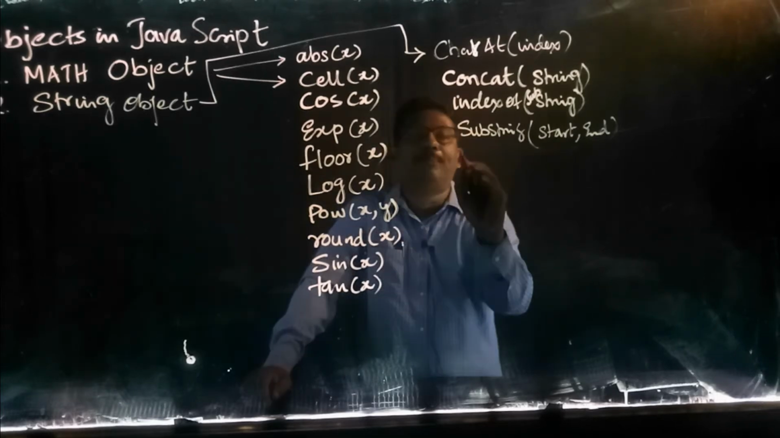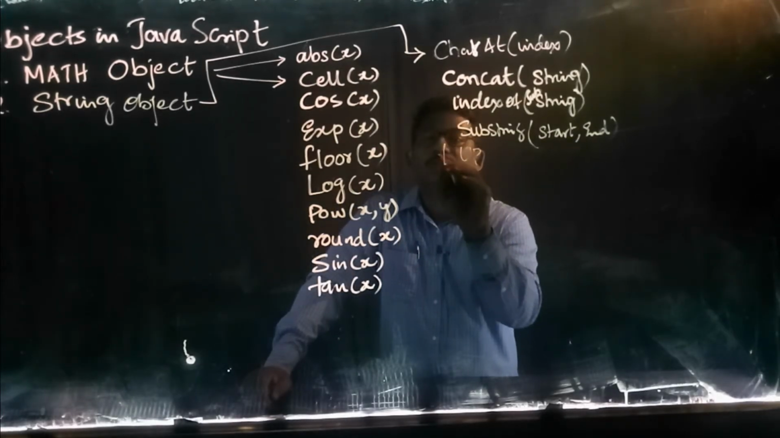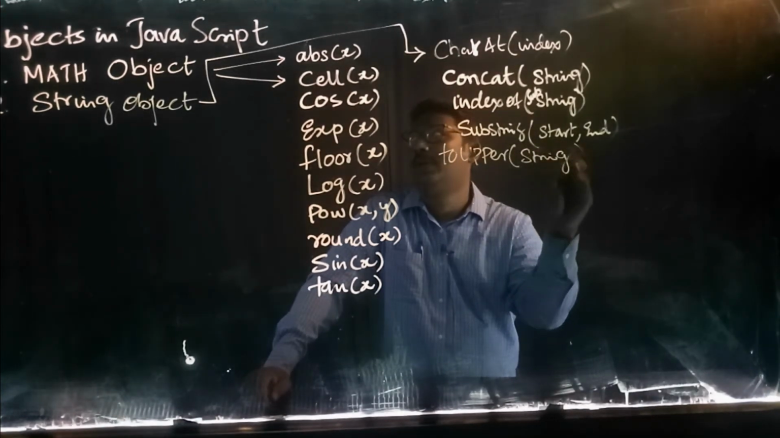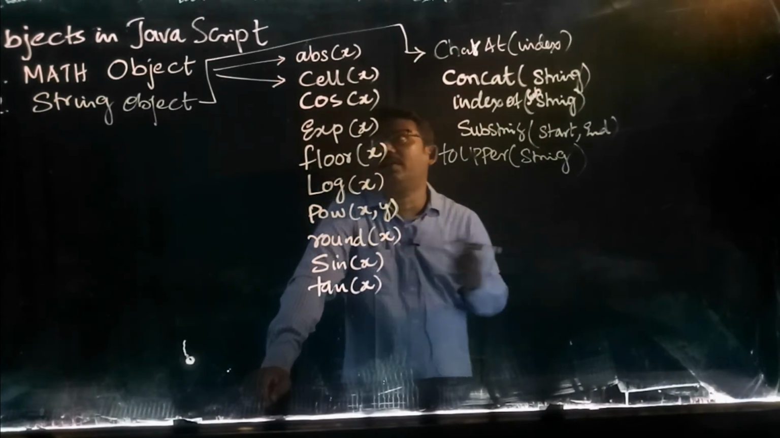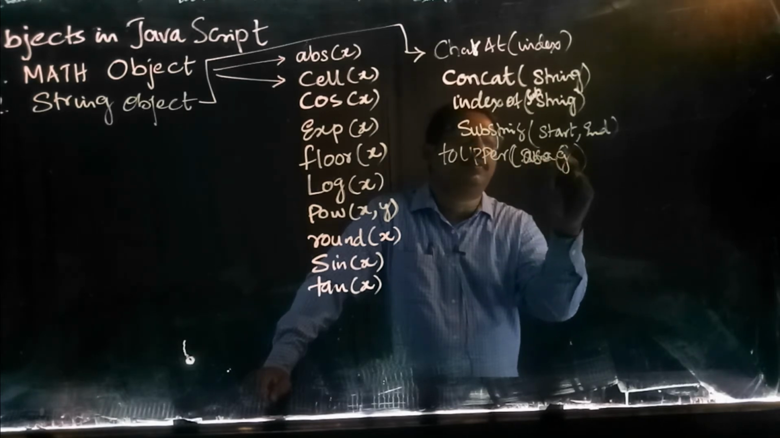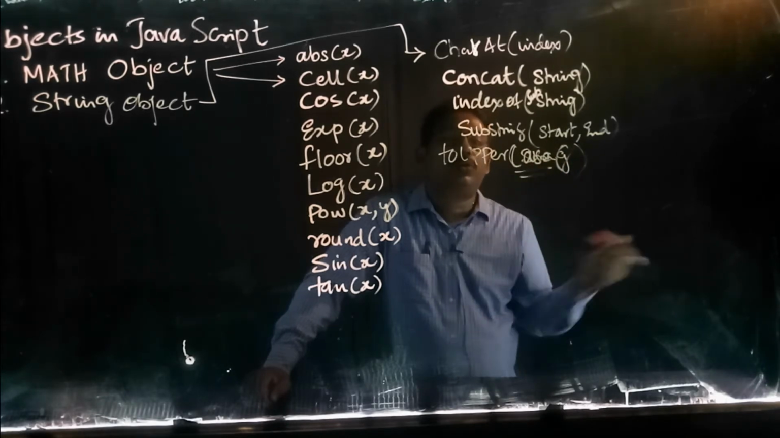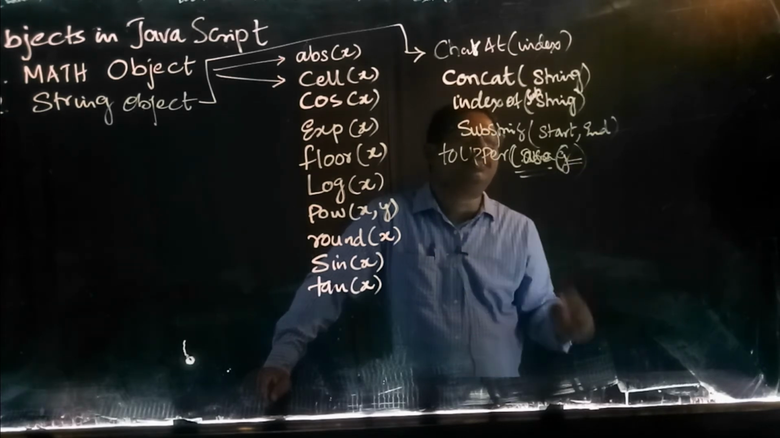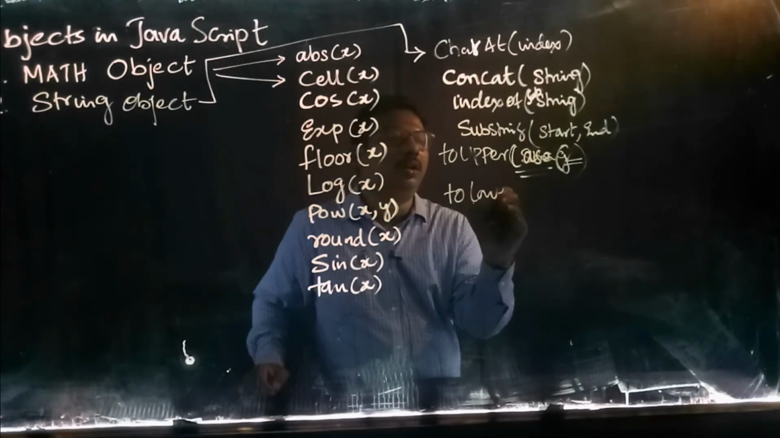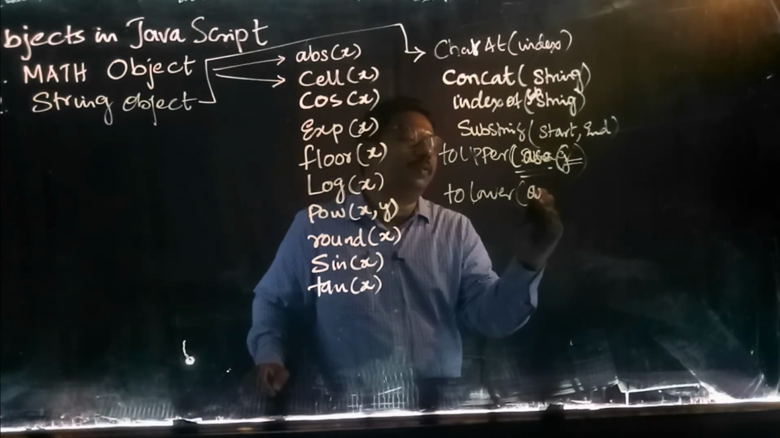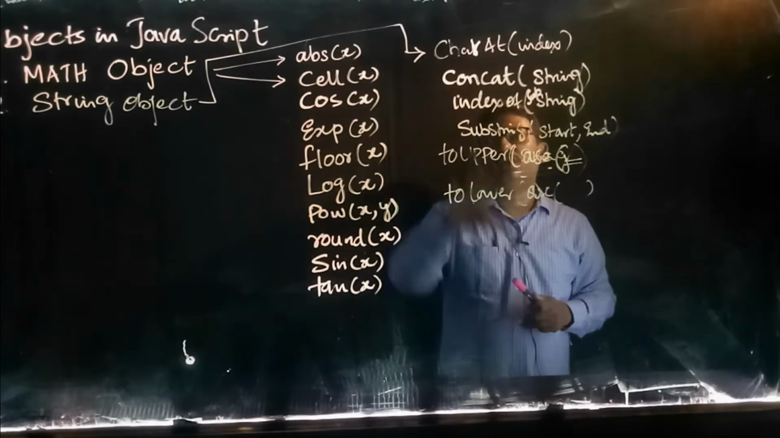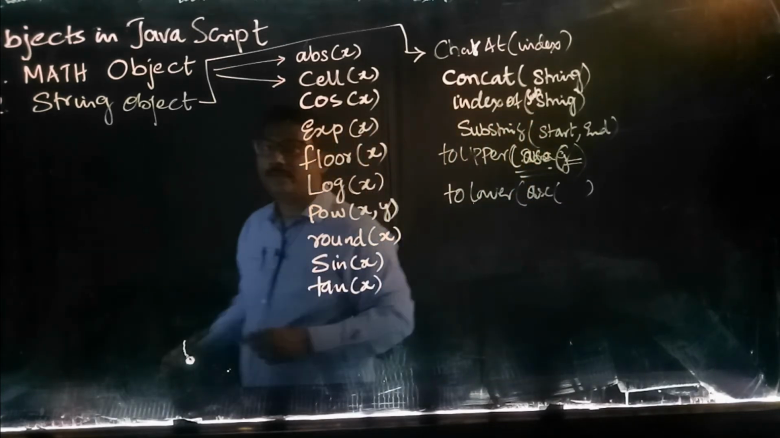Next comes toUpperCase, that is, to upper string. It will convert the given string to uppercase. Next is toLowerCase. This will convert the string to lowercase. So these all are the string objects.